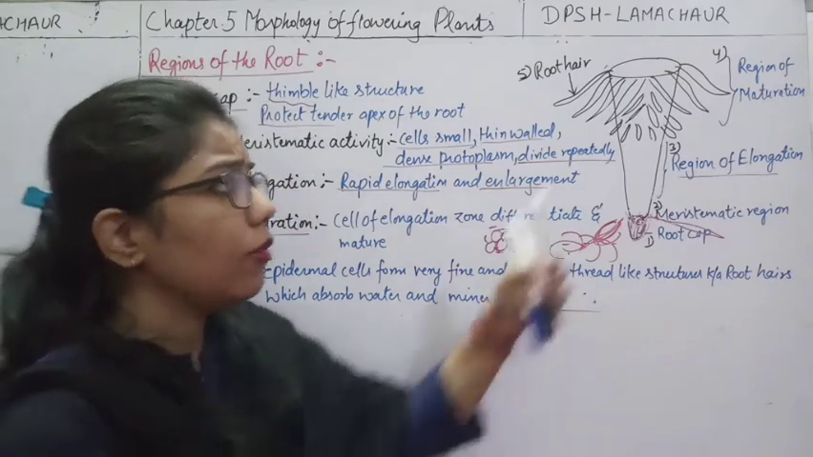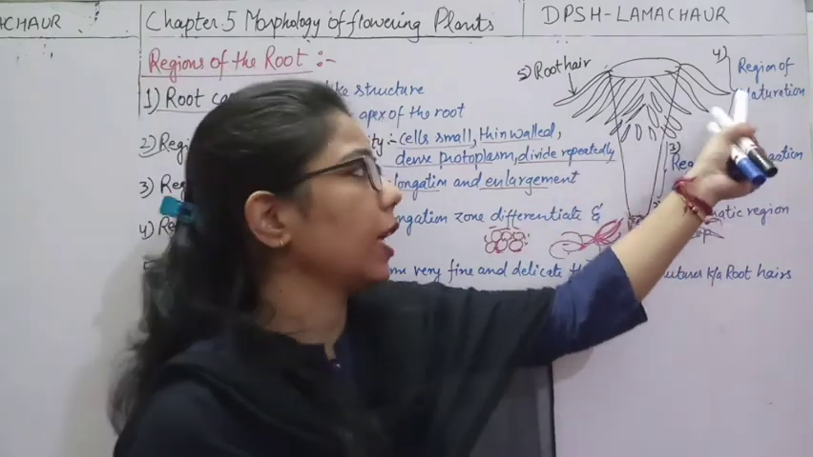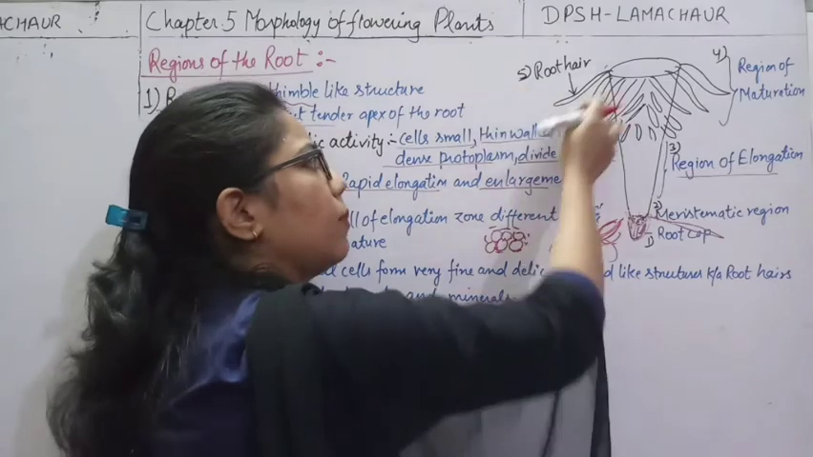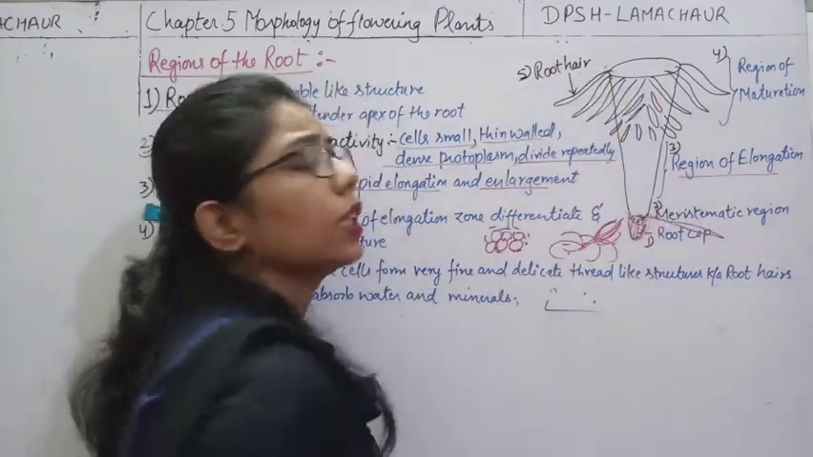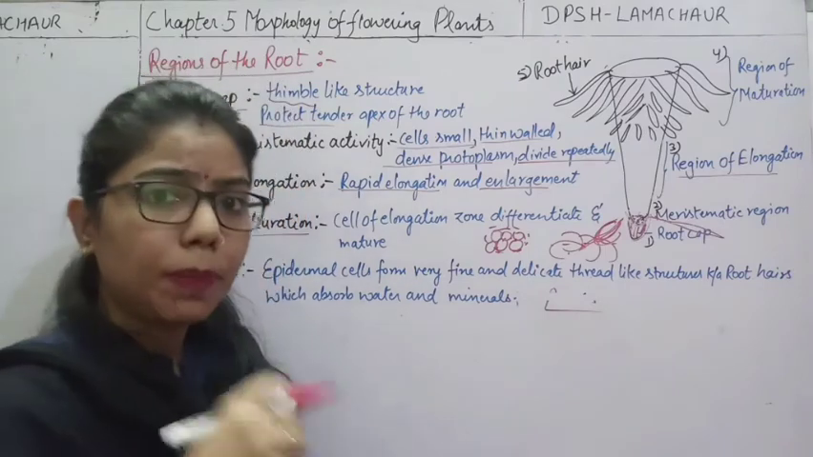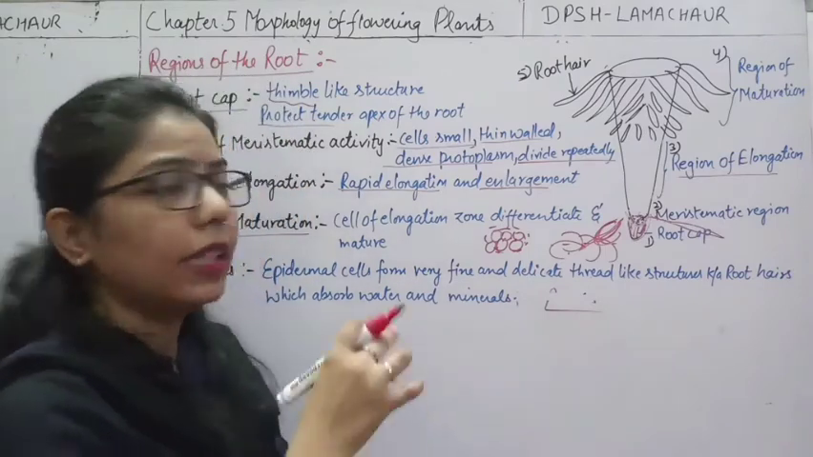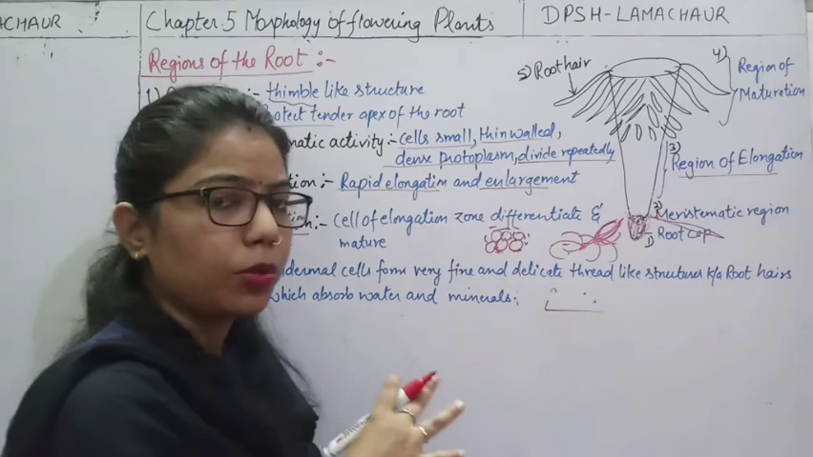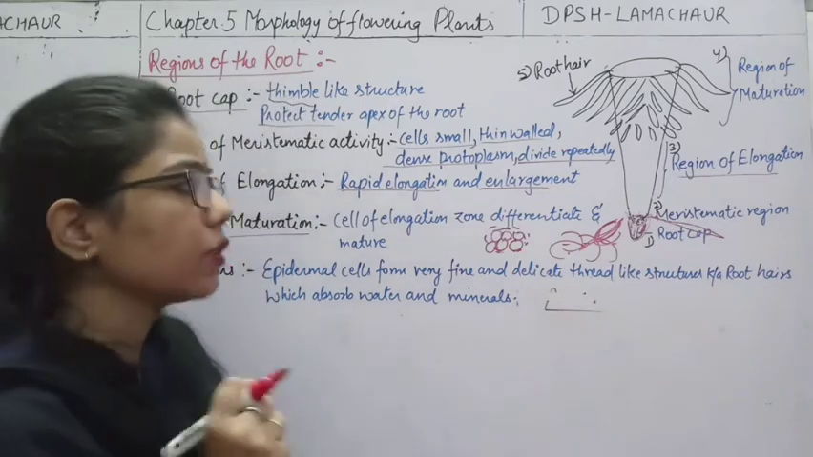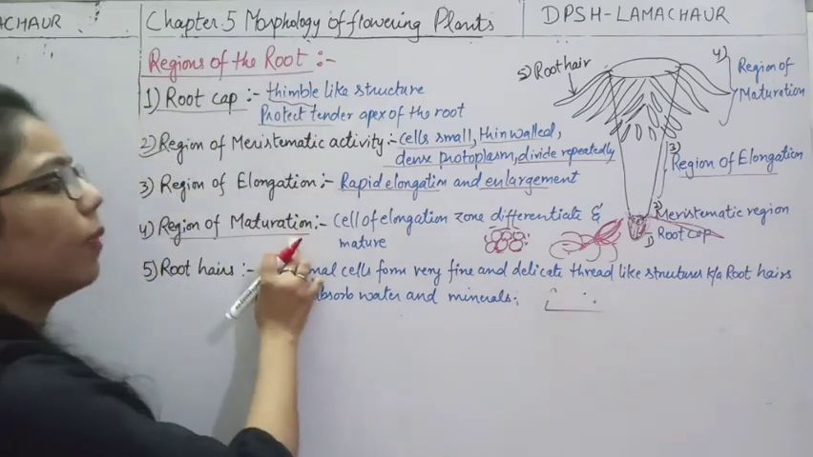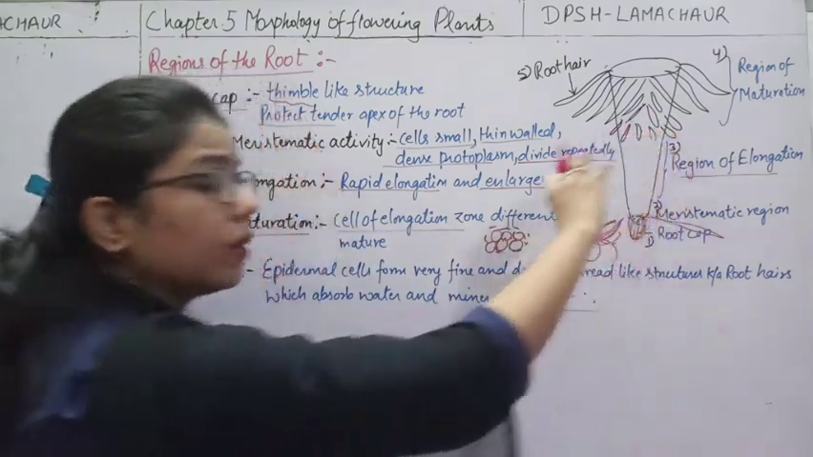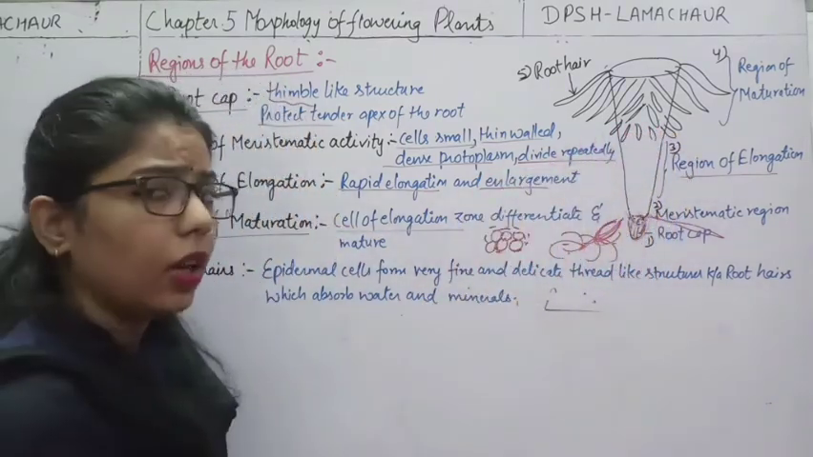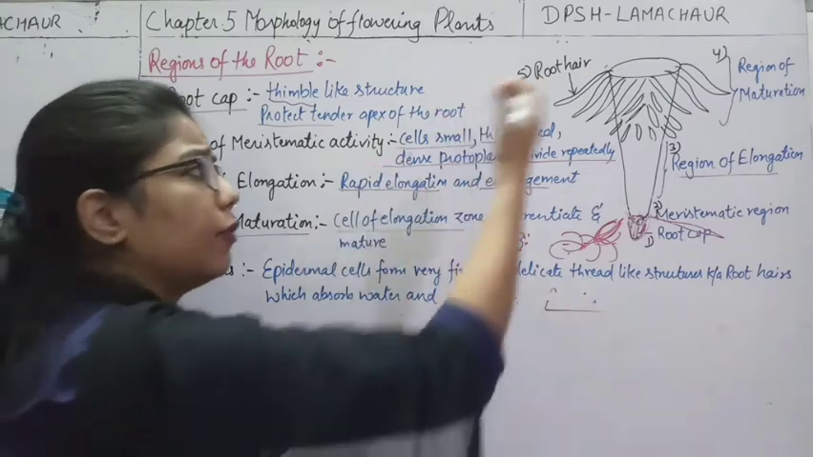Okay, now when it gets mature, it will give rise to some root hairs, isn't it? And these root hairs are penetrating into the soil, and they function in the absorption of water and minerals from the soil. So the region of maturation is the cell of elongation. This cell of elongation will get elongated, and after that it will get differentiated.